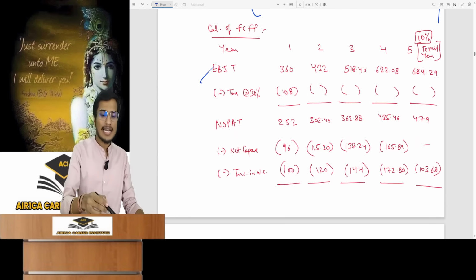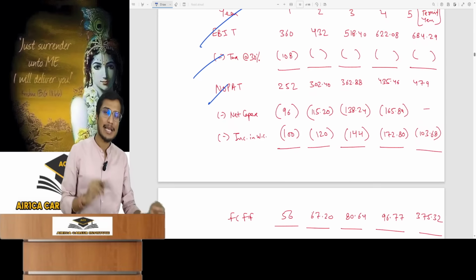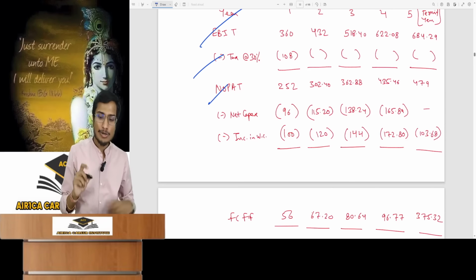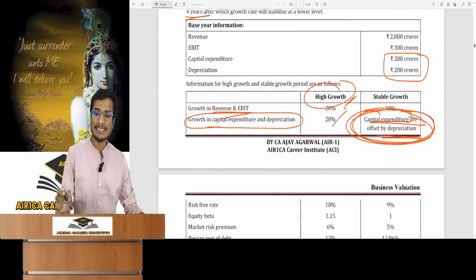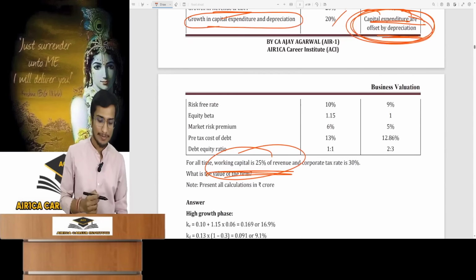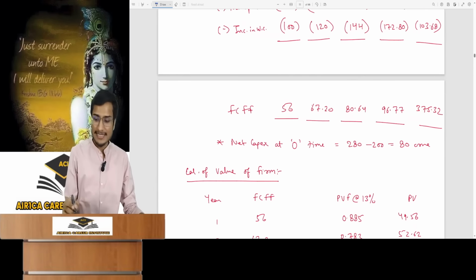For each year, EBAT tax, NOPAT are calculated. Now for net capex. Net capex at time 0. In the base year information, what was the net capex? Capex minus depreciation, 80 crore. So at time 0, net capex was 80 crore.